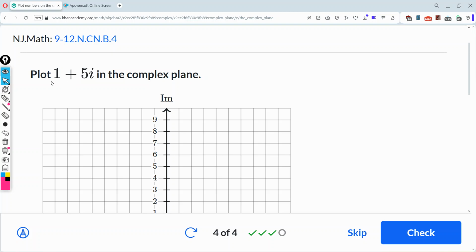All right, and if one of them is ever missing, just make the other one 0. So if it was like the number 3, that's the same as 3 plus 0i. And let's say we had one that was just -4i. That would be the same as 0 minus 4i. So you have your real and imaginary parts in both cases.